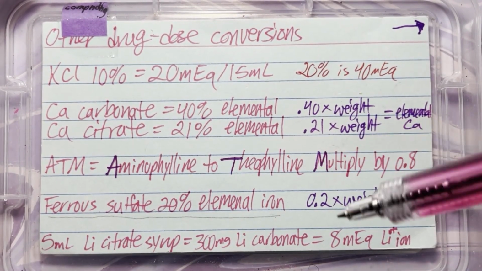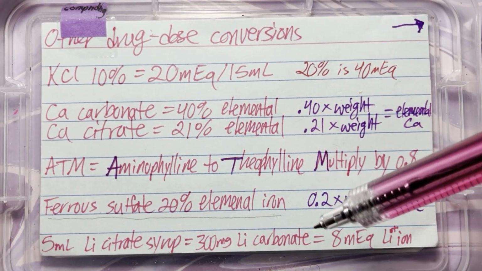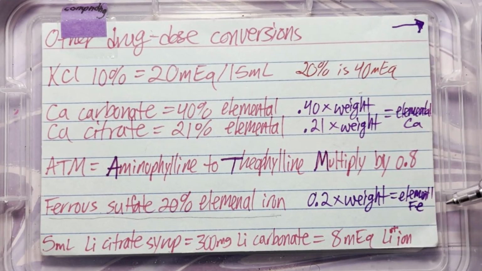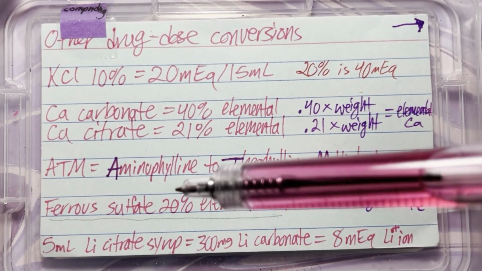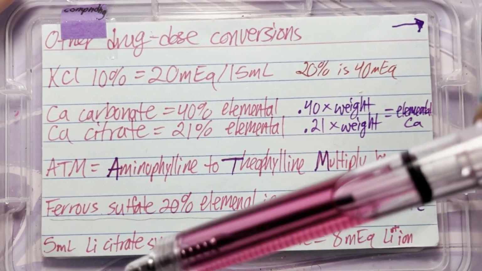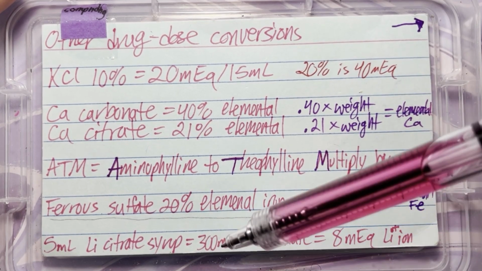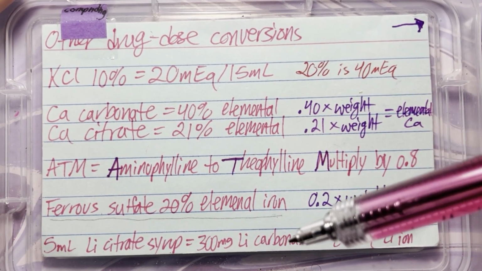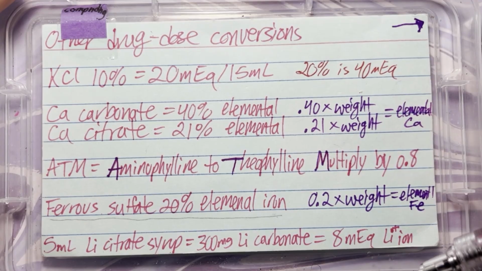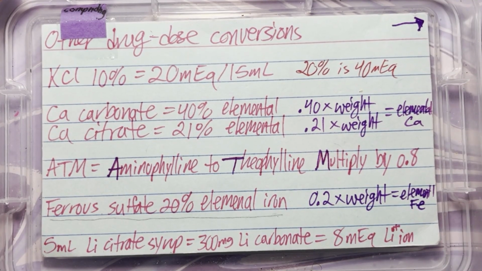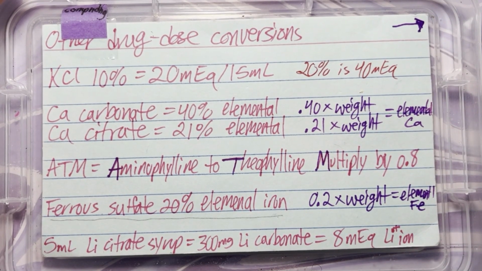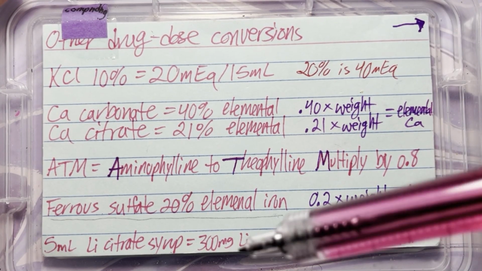Ferrous sulfate, 20% elemental iron. Same deal with up here on how to do it. 20% elemental iron, 20%. Lithium: 5 milliliters of lithium equals 300 milligrams of lithium carbonate, 8 milliequivalents of lithium ion. I had to write this out a lot. You should be rewriting all of these equations plenty of times, so follow along in that case.